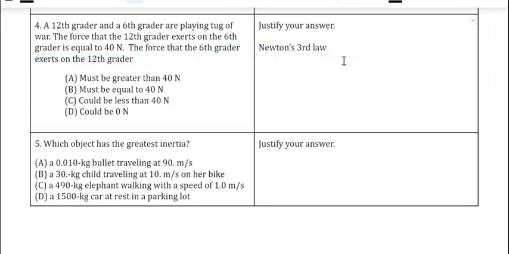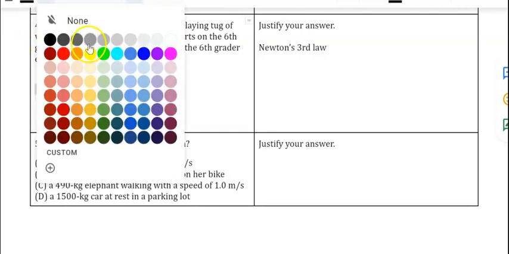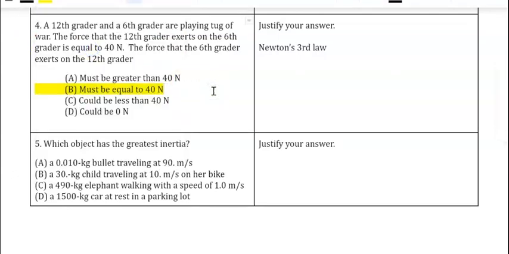Once I know it's a Newton's third law, I should just be picking the exact same force. It must be equal to 40 newtons because they already told me the force is 40 newtons. There's no surprises there, no changes, just force will be the same.